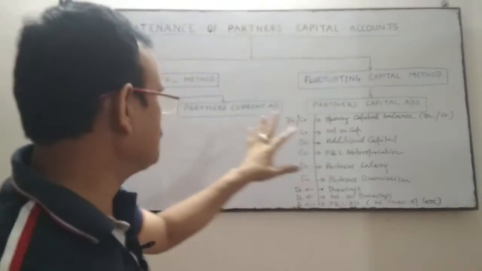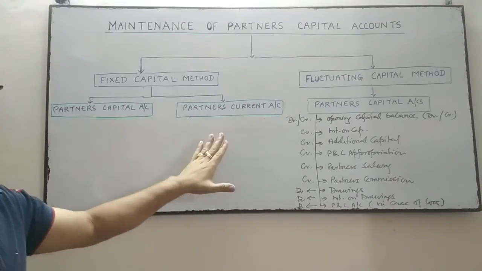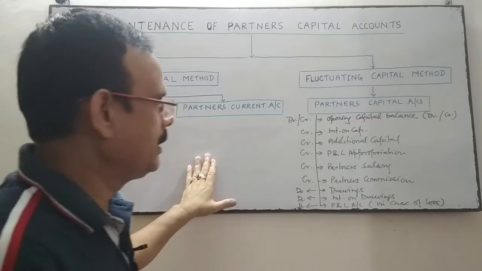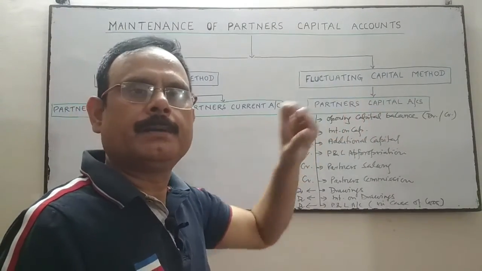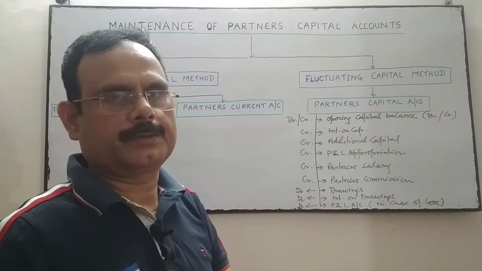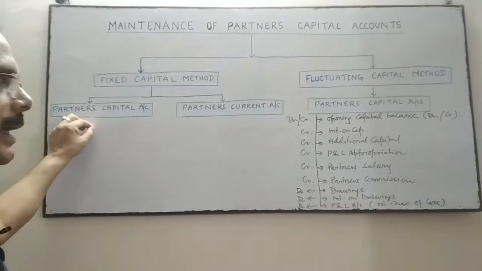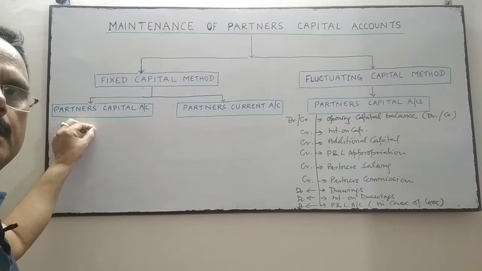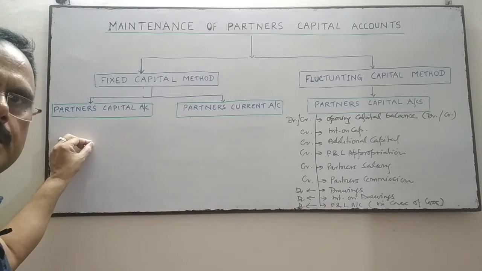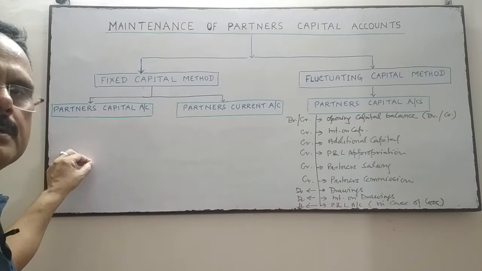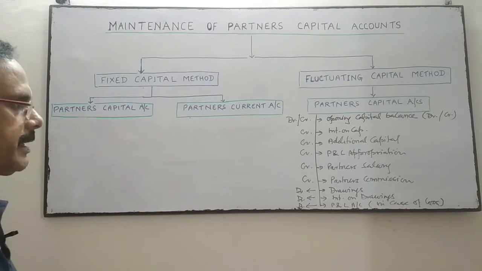So what is the difference between these two accounts? In fixed capital method, we will operate two accounts, partner's capital and partner's current. Whereas in fluctuating capital method, only one account will be operated by us, that is partner's capital account. In fixed capital method, we'll write opening balance of capital, additional capital, capital withdrawn from the business, and closing balance of capital.